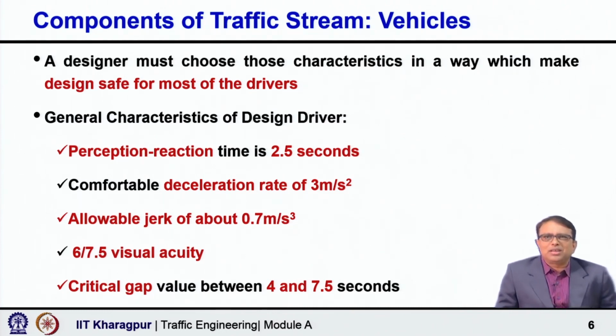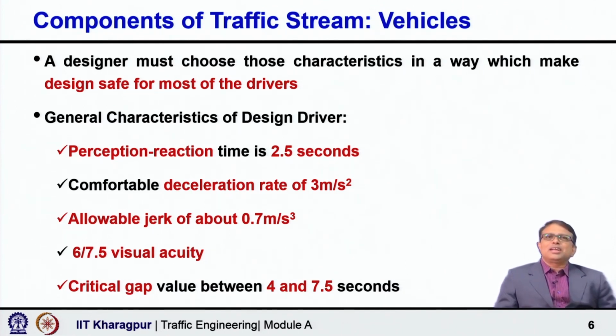Obviously, when you are selecting the characteristics, if you take the extreme one, that 100% of drivers under 100% conditions will be satisfied, then your design requirement will be much higher. So, what is being done is to choose those characteristics in a way which makes the design safe for most of the drivers.